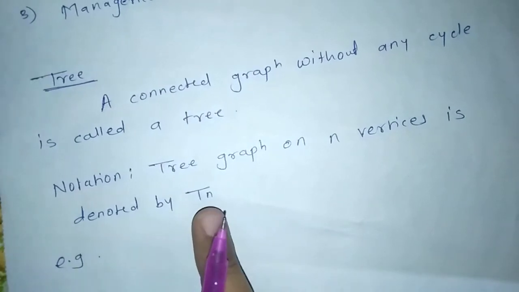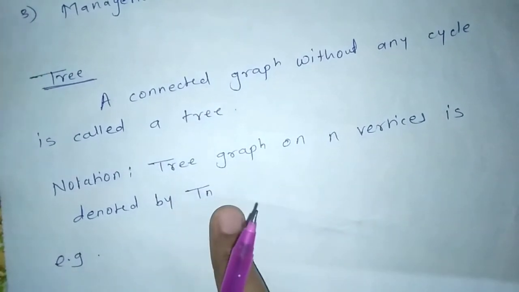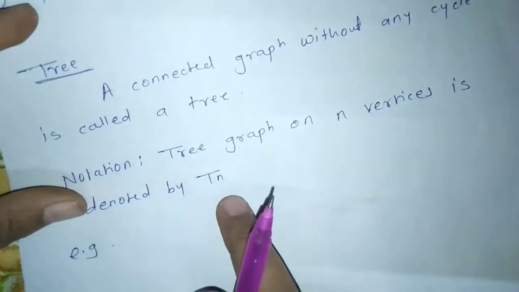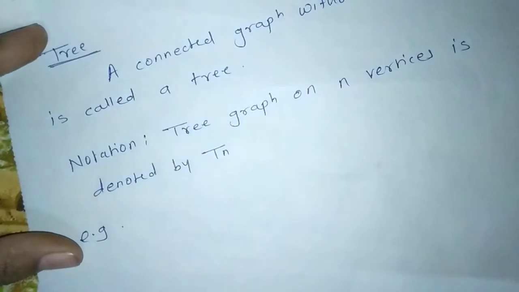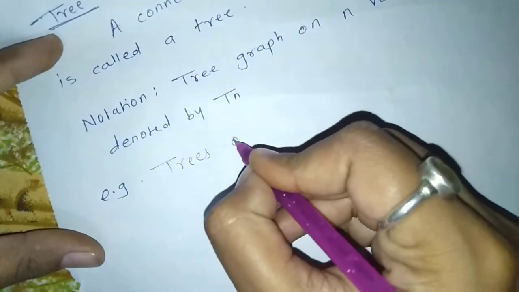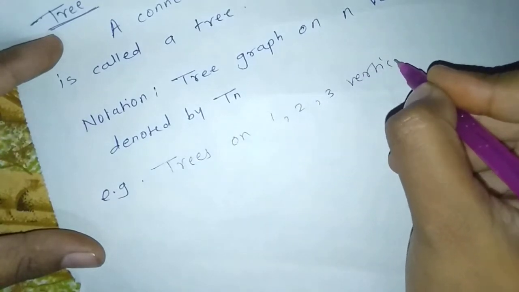Next, notation for the tree. Tree graph on n vertices is denoted by capital T suffix n, means Tn. For example, trees on 1, 2 and 3 vertices.